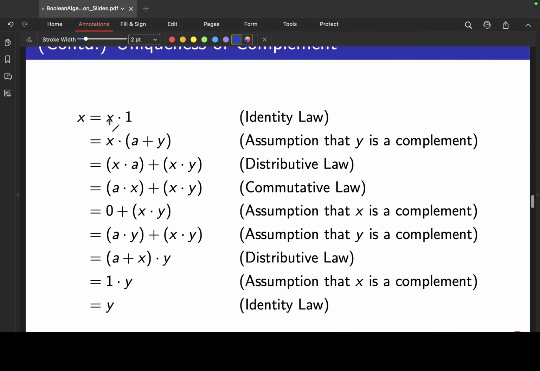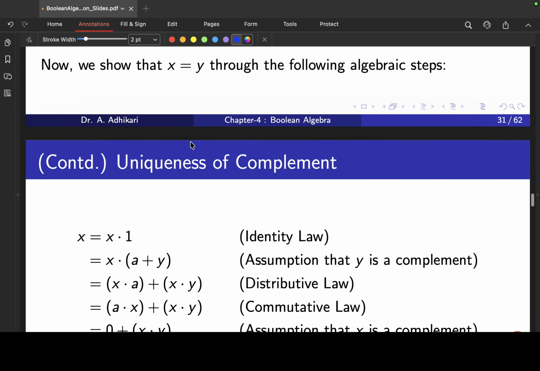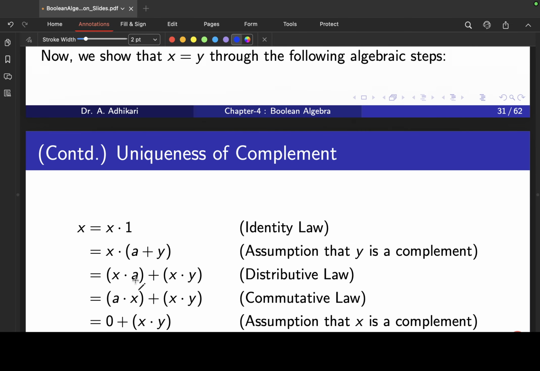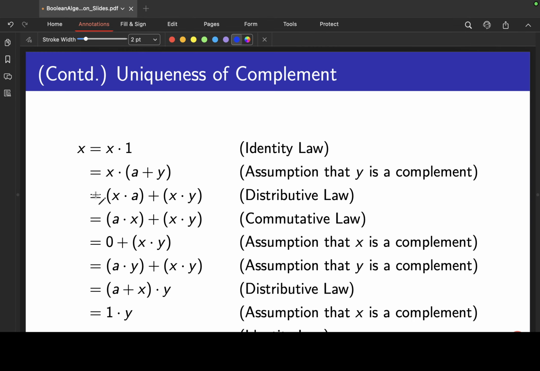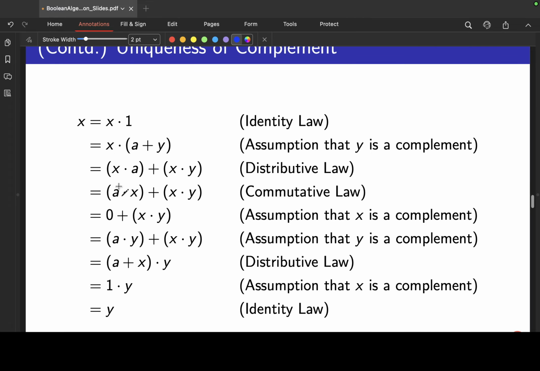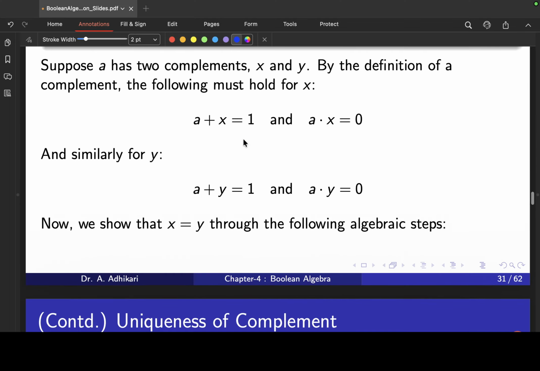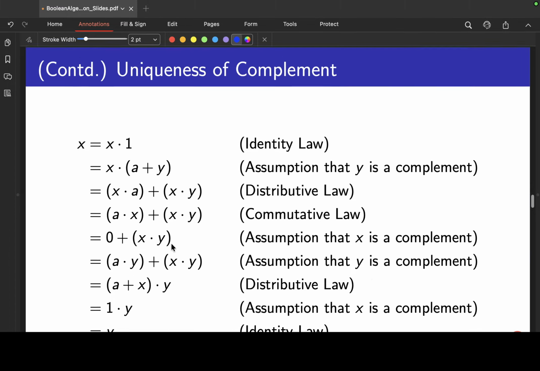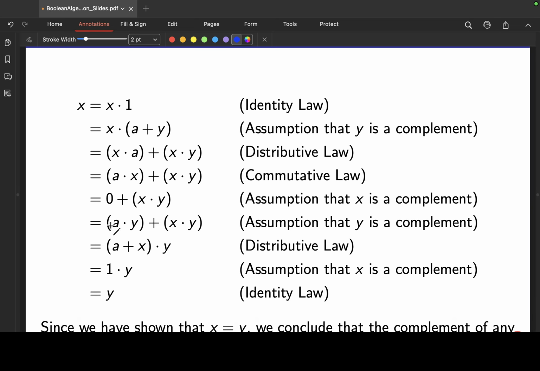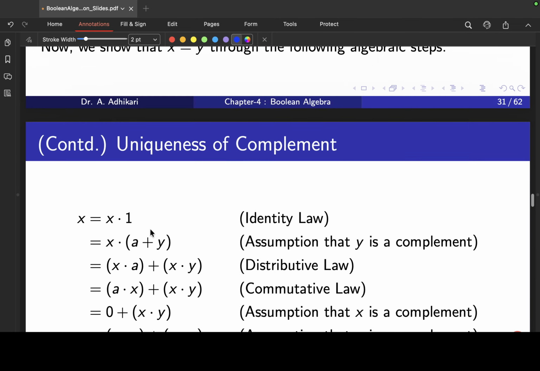Now X equals, we can write X·1, identity law. This 1 is A + Y, because A + Y equals 1. So X·(A + Y). And next, distributive law, X·A + X·Y. Then commutative law, A·X + X·Y. Now A·X equals 0, so put here A·X equals 0 and X·Y. In place of 0, you can write A·Y.